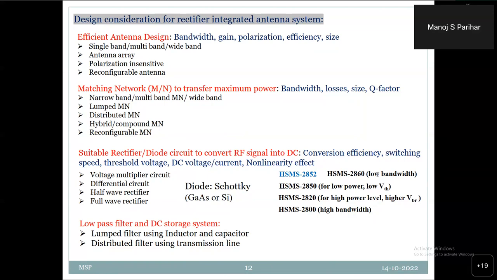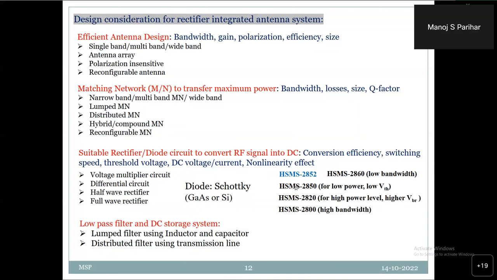This is HSMS-2852 or HSMS-2860. Then suppose you are harvesting energy at a low power level, or you know that your RF input power is low. In that case we basically require a low threshold diode, right? So it can harvest energy for a low input power level. In that case you can select your HSMS-2850 diode.